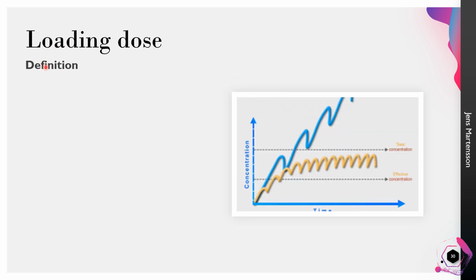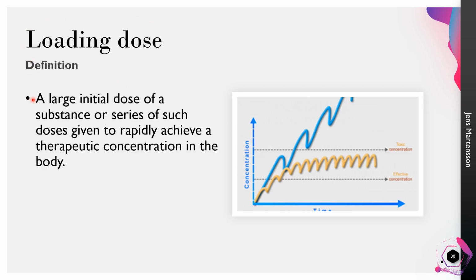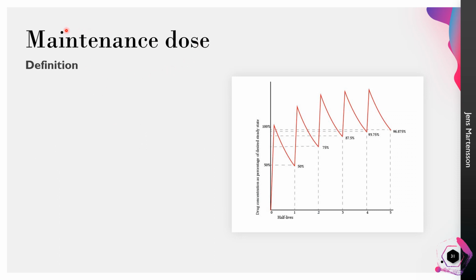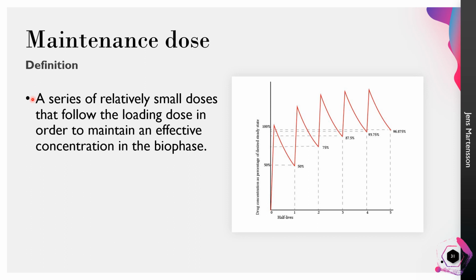We also have an important term known as loading dose. A loading dose is defined as a large initial dose of a substance or a series of such doses given to rapidly achieve a therapeutic concentration in the body. We also have the maintenance dose. When we say maintenance dose, this is defined as a series of relatively small doses that follow the loading dose in order to maintain an effective concentration in the biophase.